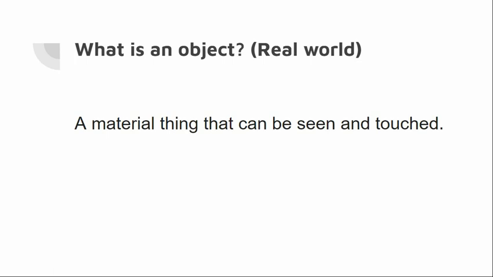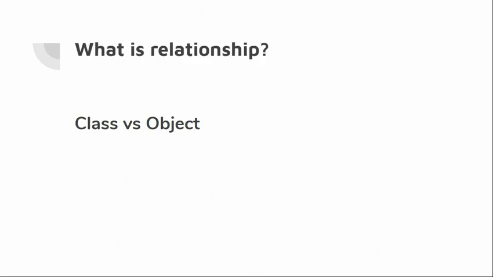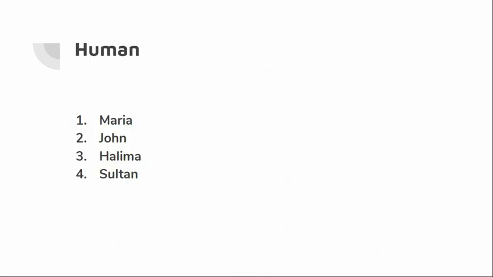A material thing that can be seen and touched. That's something physical. Whatever is physical and has material is an object. A couple of examples would be a pencil. These things are objects in the real world. What is the relationship between class and object? If we look at this example, Human is a class, where Maria, John, Halima, Sultan, all these are different objects of the Human class.